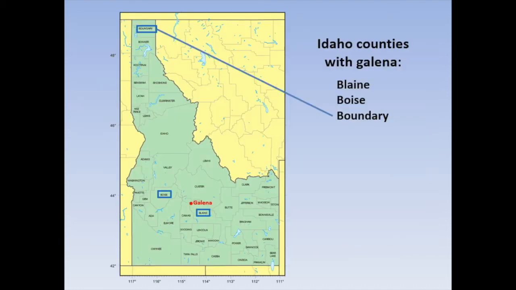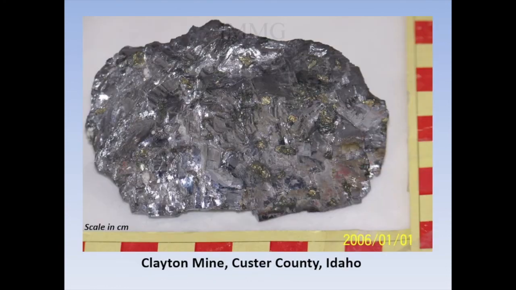Galena was reported at one location in Boundary County on the very northern edge of the state. Custer County in the central portion of the state has various locations where galena has been found with other minerals. This is an example of some galena from Custer County, where contained within the galena appears to be some small little blebs of more of a golden mineral, which is most likely pyrite.